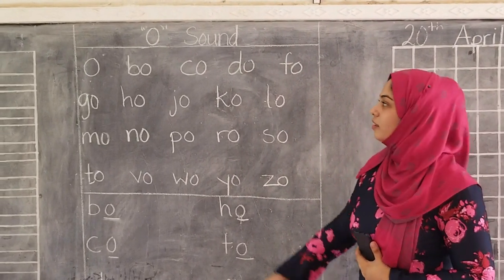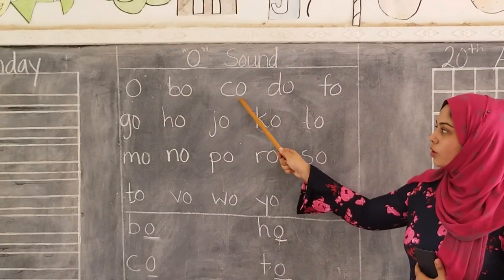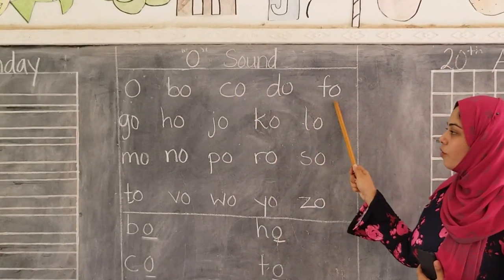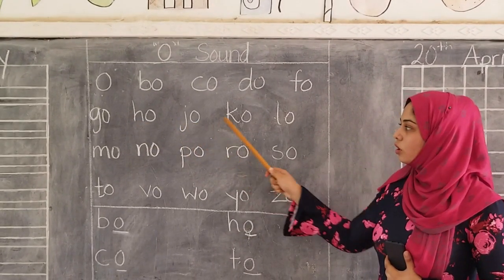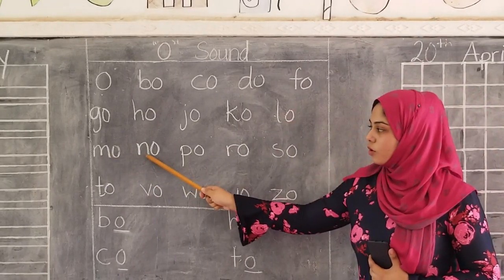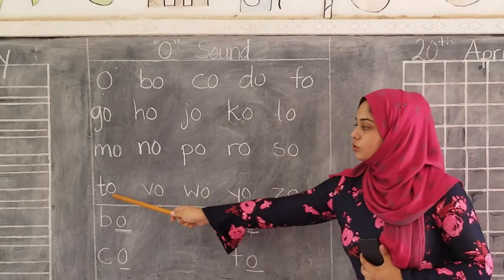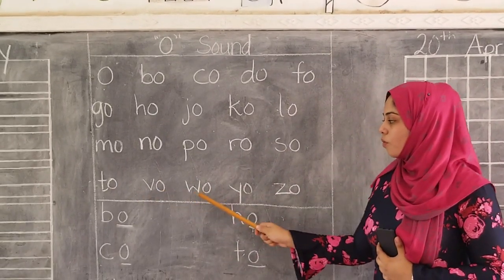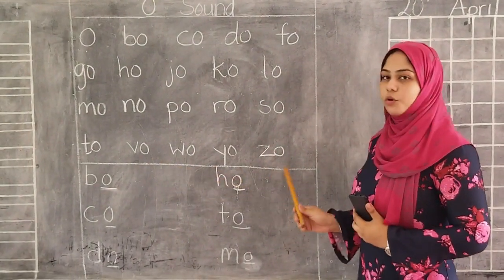Let's read together. O, bo, ko, do, fo. Go, ho, jo, ko, lo. Mo, no, ho, ro, so. To, vo, wo, yo, zo. These are all sound O.